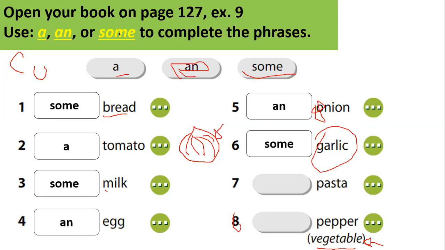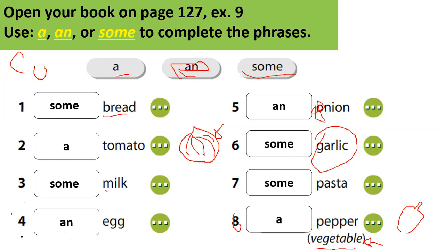Okay, let me continue with pasta. So pasta first, countable or uncountable? Uncountable. Some pasta. Exactly. And pepper, it's the vegetable. So you need to remember, like, a pepper. So you have it like this. So it is a pepper. The answer is not appearing. A pepper. Yes.